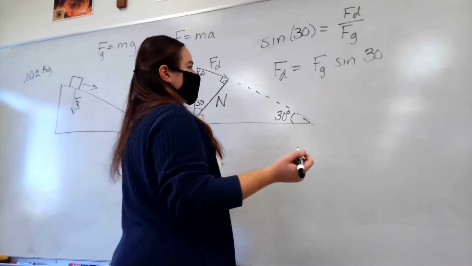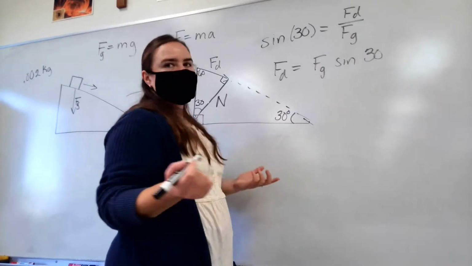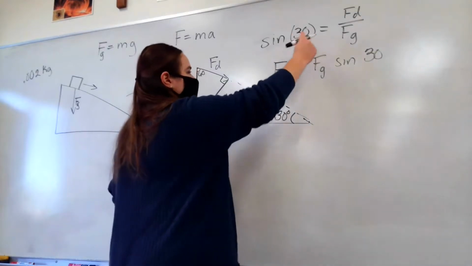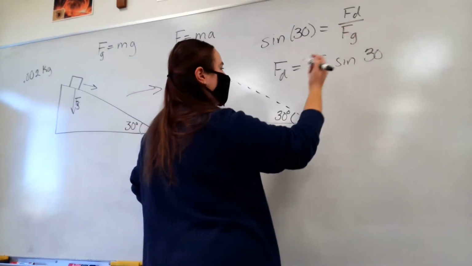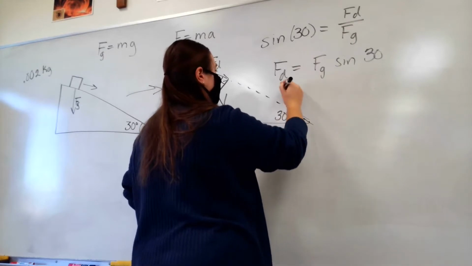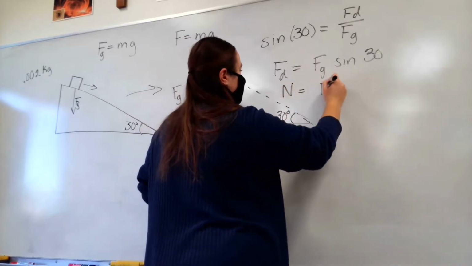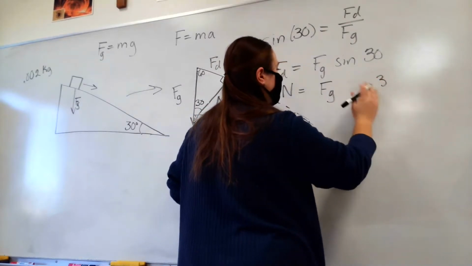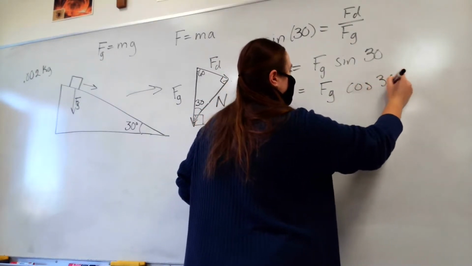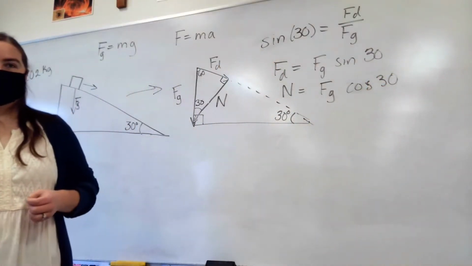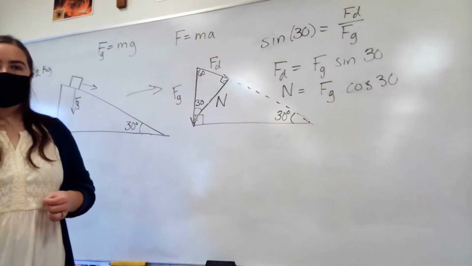Then we can pretty much do the same thing for our normal force, just using cosine. I'm not going to write it out like this. We're just going to multiply both sides by our hypotenuse. So we get normal force equals force of gravity times cosine of 30. Good? Any questions?